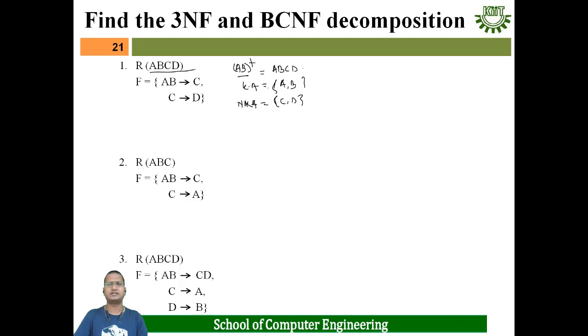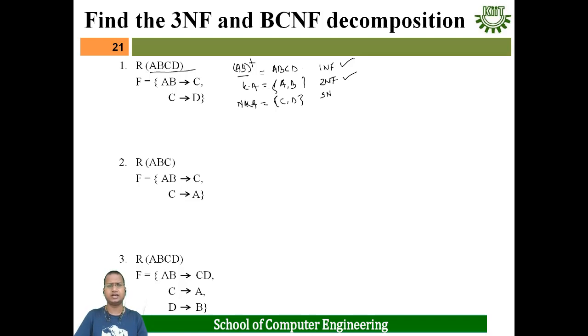Then what will be the highest normal form of this relation? It will be in 1NF. Okay. Check for 2NF. Is it in 2NF? First check for partial dependency. AB to C: the complete key is determining C. That means it is not a partial dependency. That means partial dependency is not present. That means it is in 2NF.